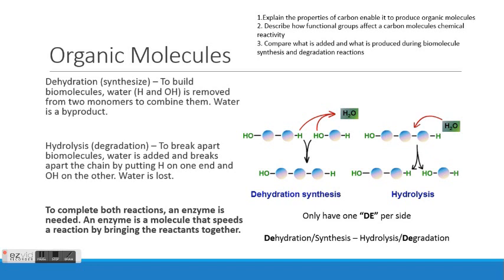So to kind of review that again one more time, just to make sure you got it, because this is important. And we're going to practice this in class. Dehydration synthesis, you're going to be taking water out of the monomers to make a polymer. And hydrolysis, you're adding water into a polymer to make two monomers. Now, both these reactions just don't happen by themselves. They need an enzyme to react. Now, an enzyme is a molecule that speeds a reaction by bringing the reactants together.